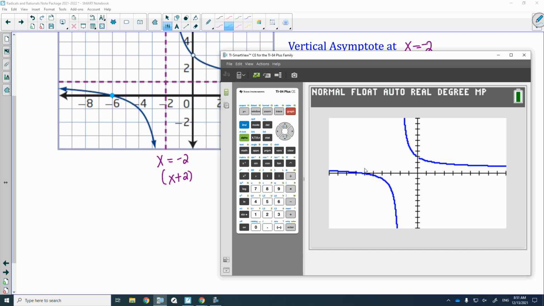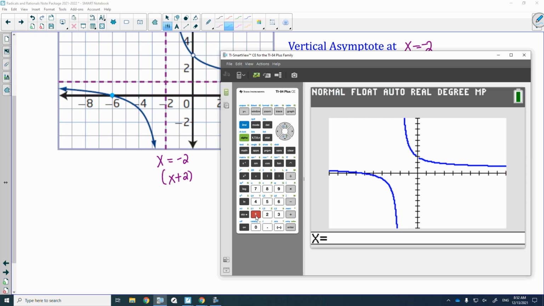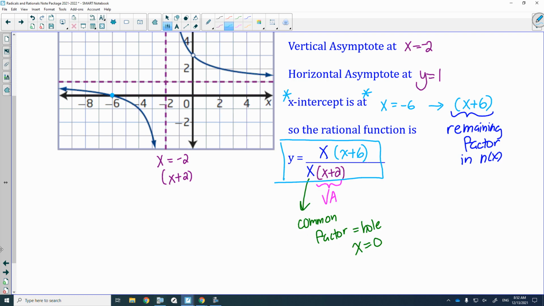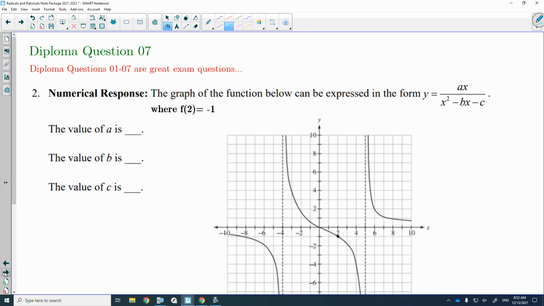And then let's check that that x-intercept is the same. So second function, trace a value. When x is -6, let's make sure y is 0. And it is. So if this matches your picture, then your equation for your function is correct. So you might want to star this one, and I want you to star this one.